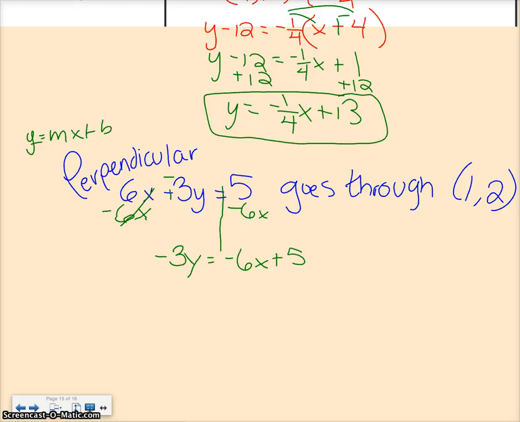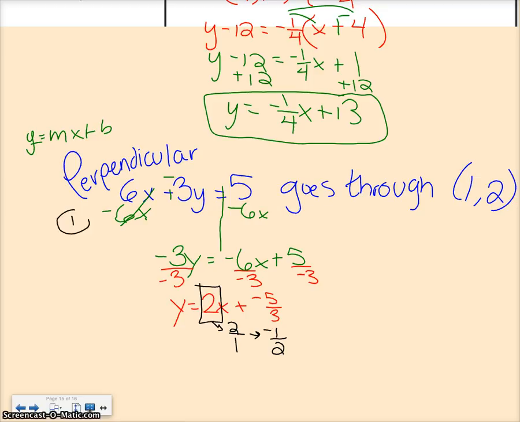Then I need to divide by the coefficient of y, so I divide everything by negative 3. And I get y equals a positive 2x plus a negative 5/3. And that's okay that it looks ugly, because we don't care about that. All we care about is the slope. So my slope is 2 over 1. Then my perpendicular slope is going to be flip it, make it the opposite sign.